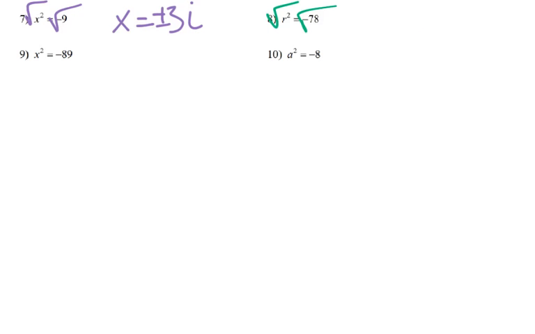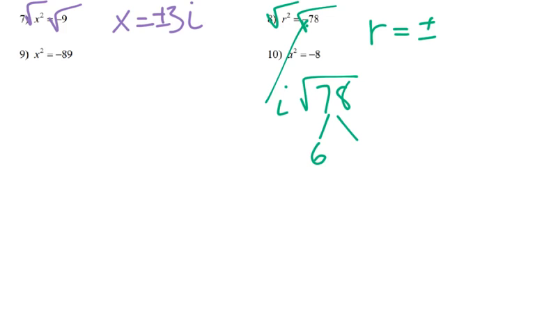Take the square root of that, we get r equals plus or minus. I know that negative is going to give us an i. What's the square root of 78? Well, we can simplify that. 6 goes into 78 13 times. So 6 and 13, and 6 can be 2 and 3. There's nothing else we can do with that one, right? So I suppose you could write it like that.